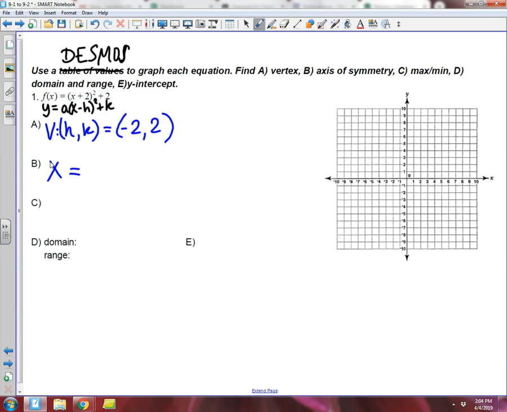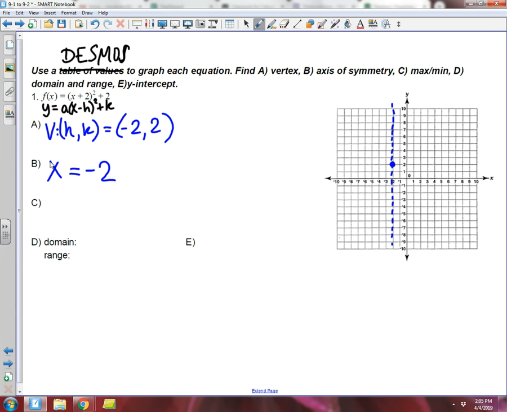Does the axis of symmetry go straight through the vertex? It does. So it has to have the same x value as the vertex. What is the x value on the vertex? -2. Are we all crystal clear on this? Okay, let's put it on your graph. -2, 2 is right here. And then the axis of symmetry goes right through it. That is my mirror. That is the line that cuts it straight in half.